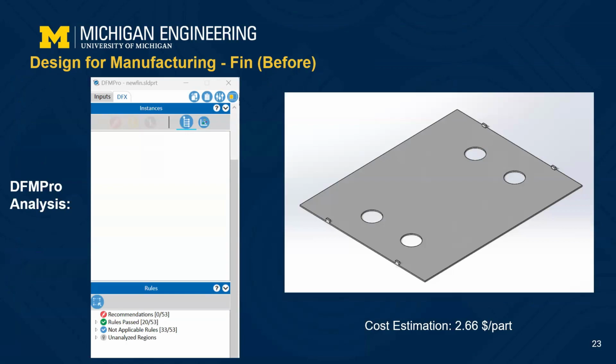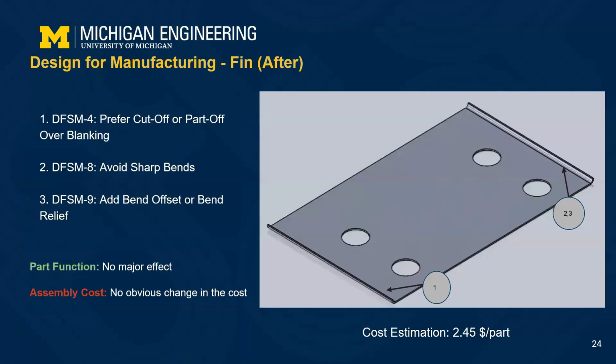When looking at redesigning the fin for manufacturing, DfM Pro was used to identify any concerning elements in the original design. However, none were found when using this tool. The original cost using Hubs was found to be $2.66 per part. When thinking of redesigns, there were three major rules that were considered.